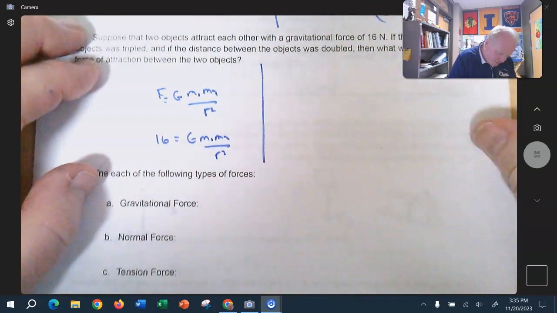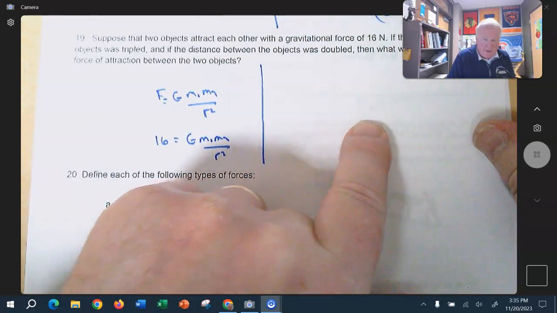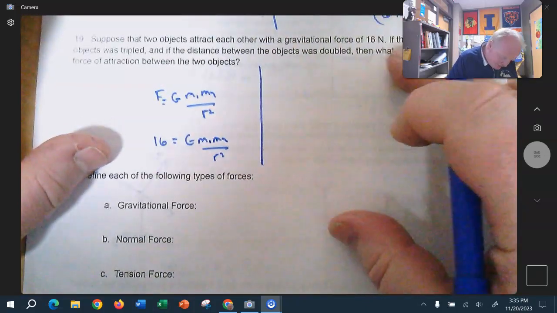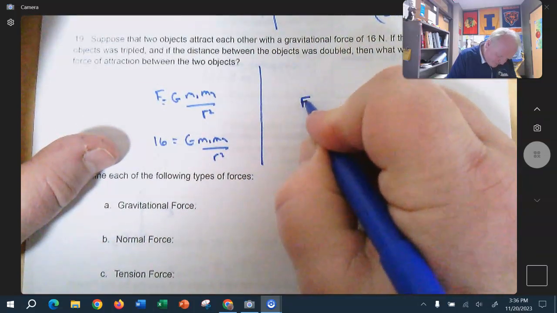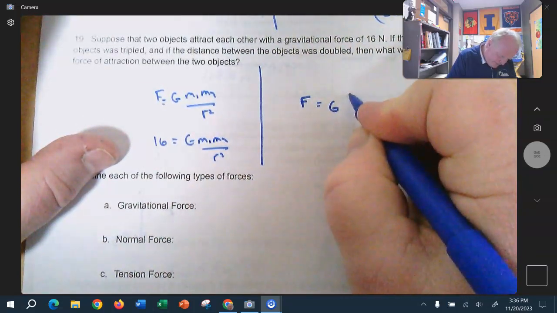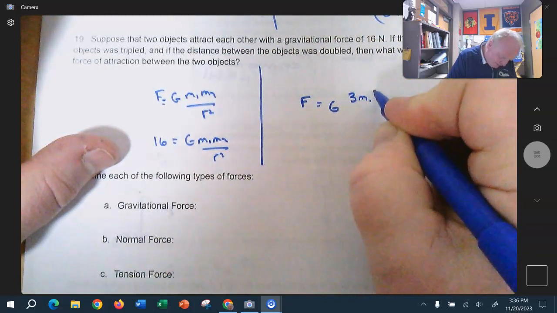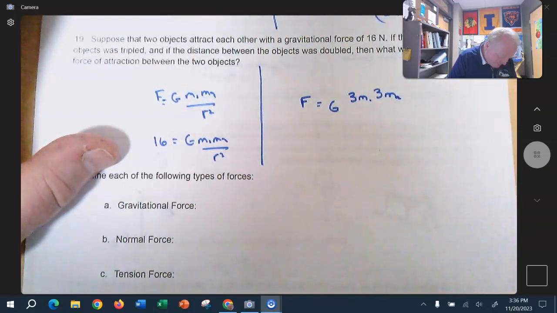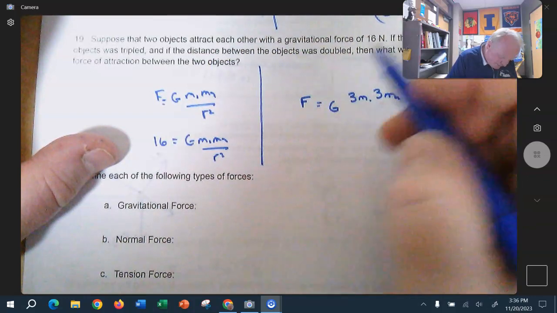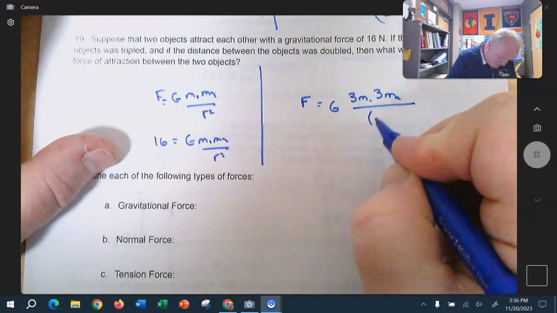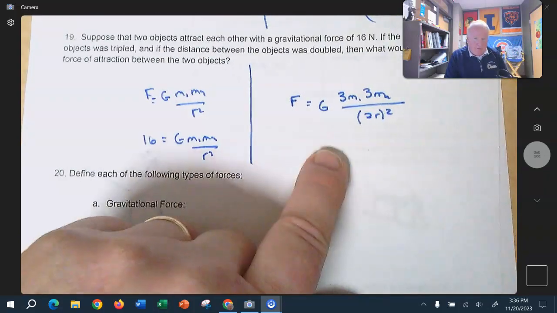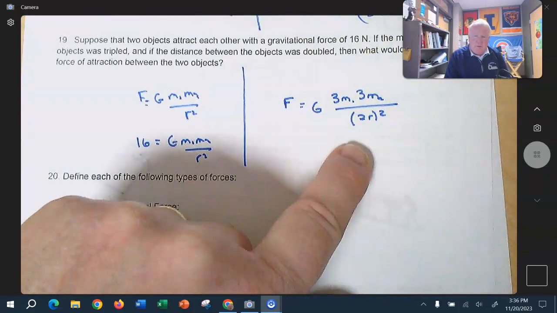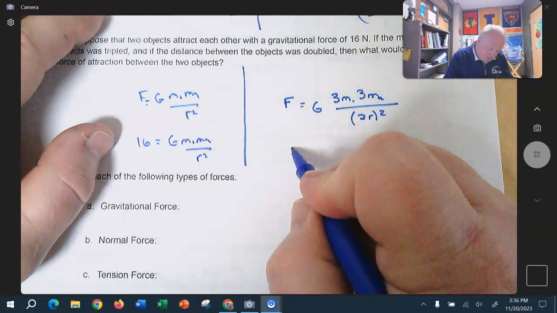Now we're going to change things around. I'm going to use this second side right here to figure out what the changes are. They say the mass of both objects was tripled. So F is equal to G times 3 times m1, 3 times m2. And the distance between the objects was doubled, so I have to put 2r and square it. Now all I'm going to do is look at this and say, what does this mean?